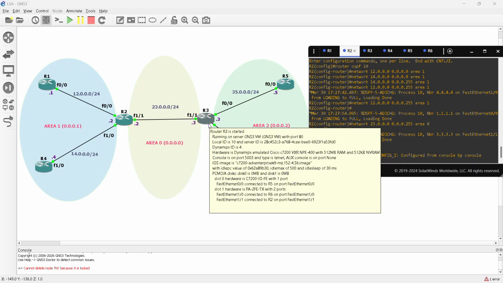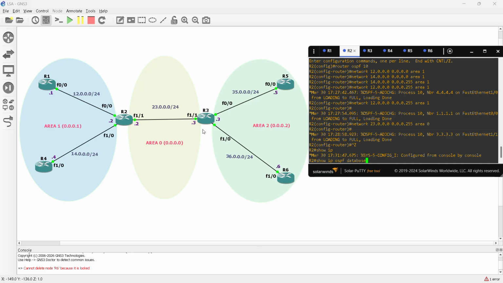Right. Now, the next question. How many type 3 LSA, or network summary LSA, will R2 have for area 1? For area 1, it will have 3: 23, 35 and 36. For area 0, and this is the important one, how many network summary LSA will R2 have? For area 0, it will have 4 network summary LSA: 12, 14, 35 and 36.